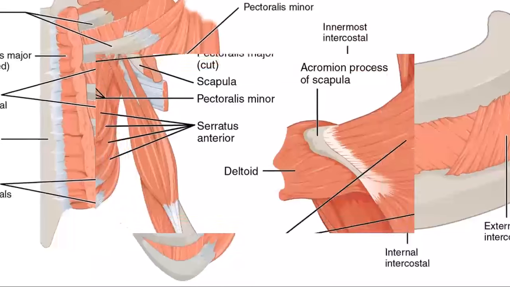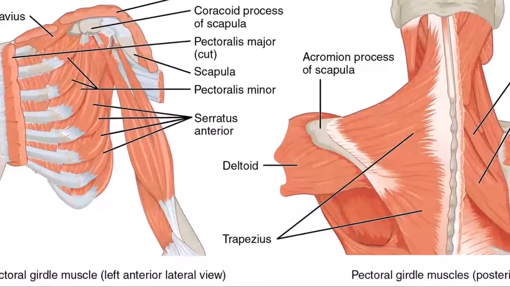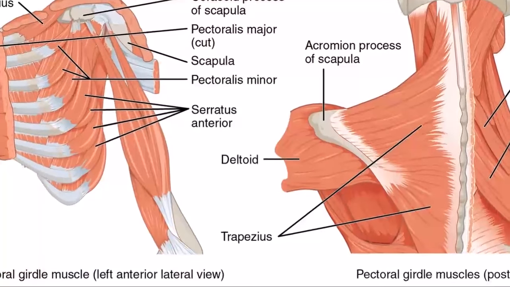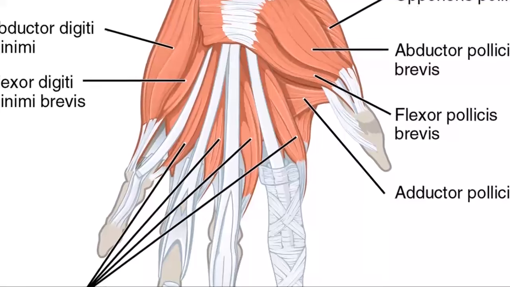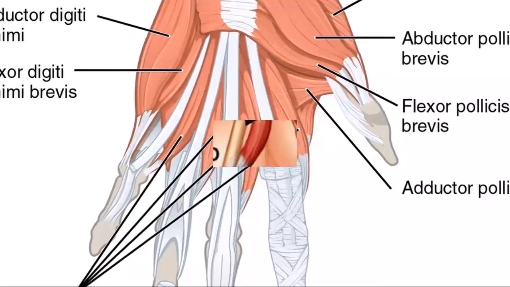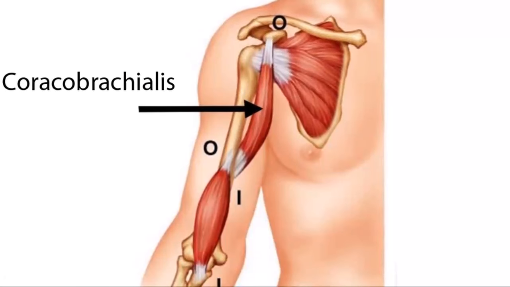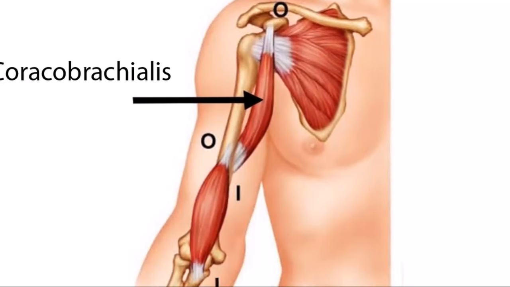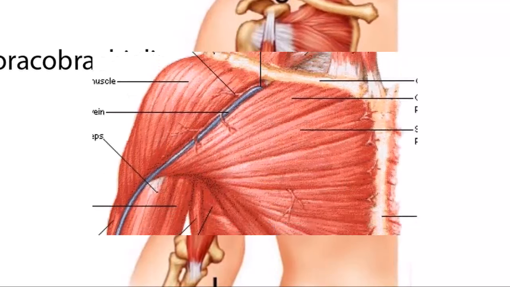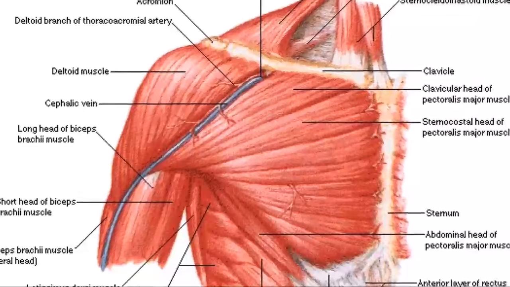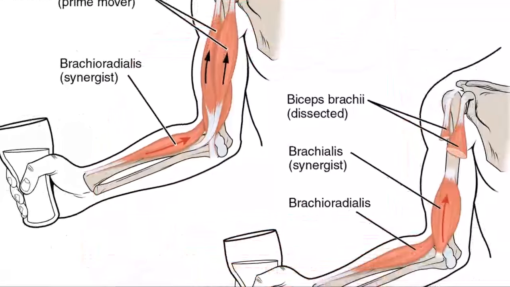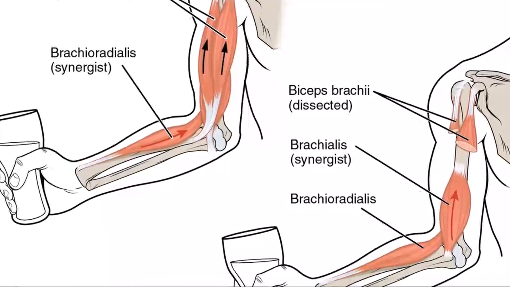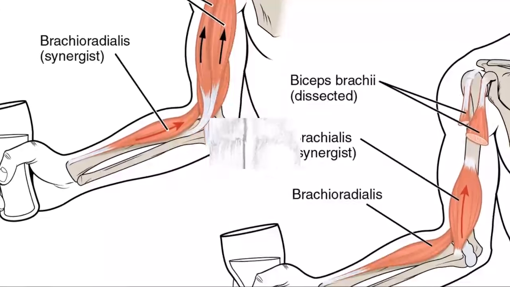Now let's talk about the insertion point of the biceps brachii. As you notice, the long head and the short head of this muscle unite into this larger belly, which then has a common tendon that inserts on what is known here as the radial tuberosity. So this is the bony point for insertion of the biceps brachii.